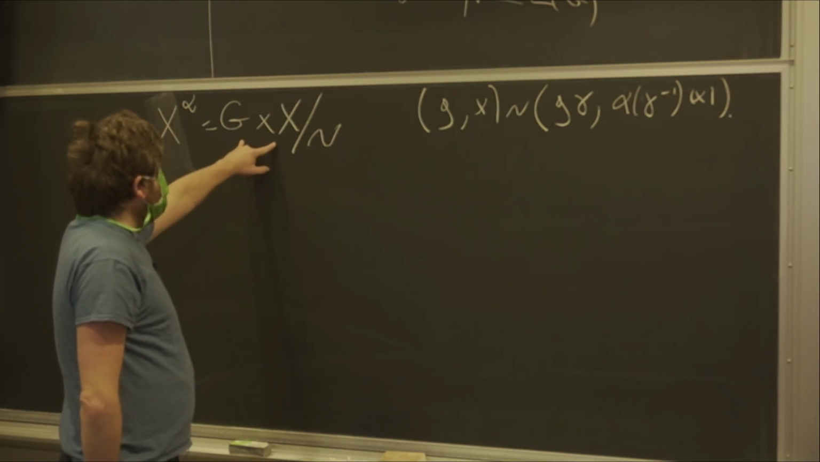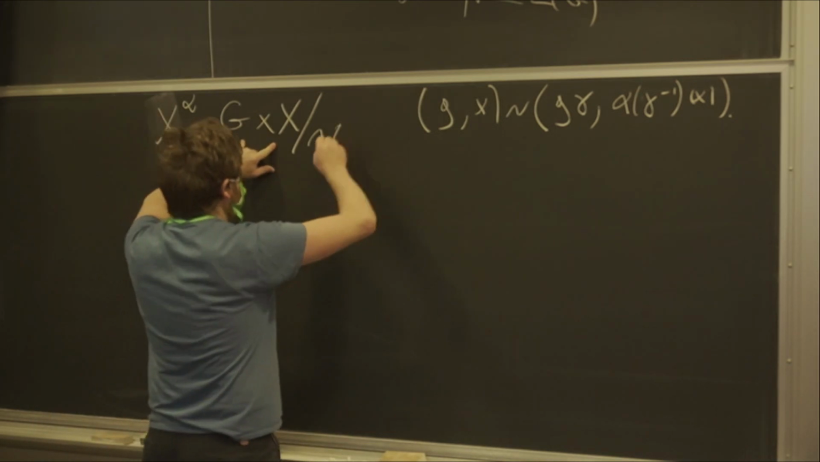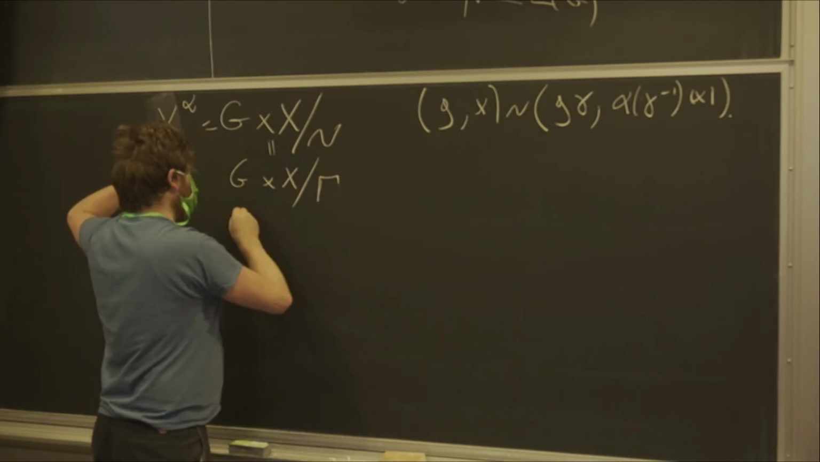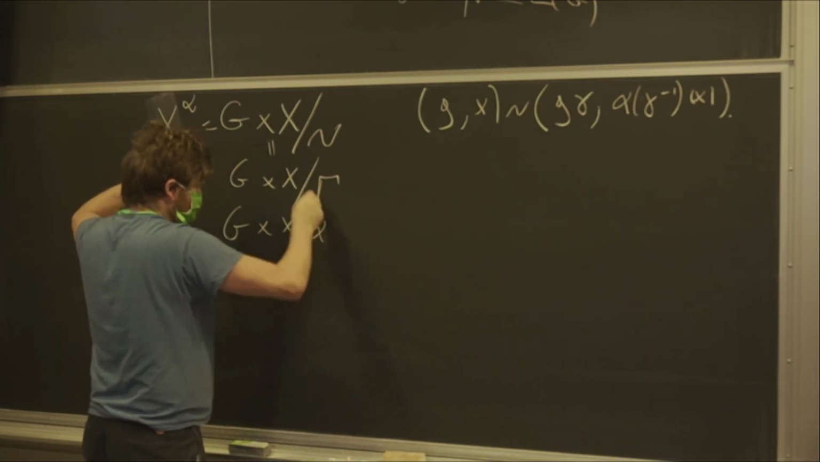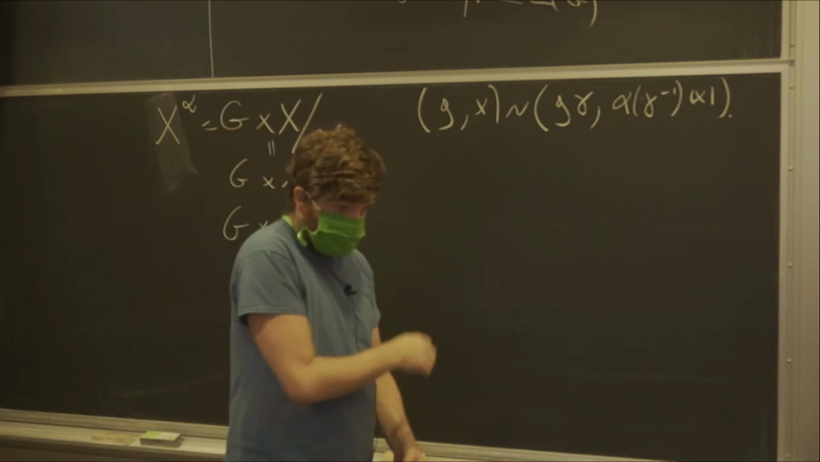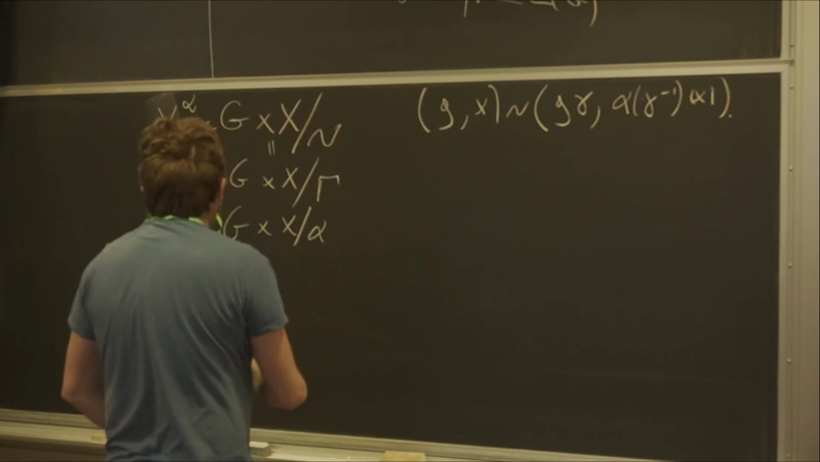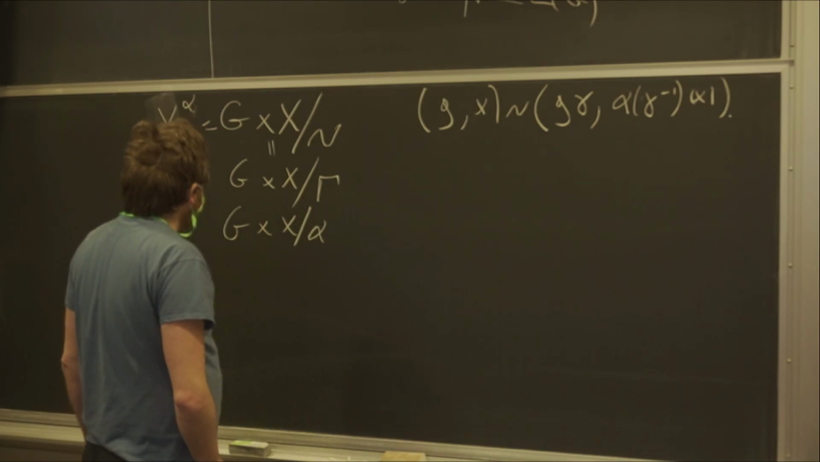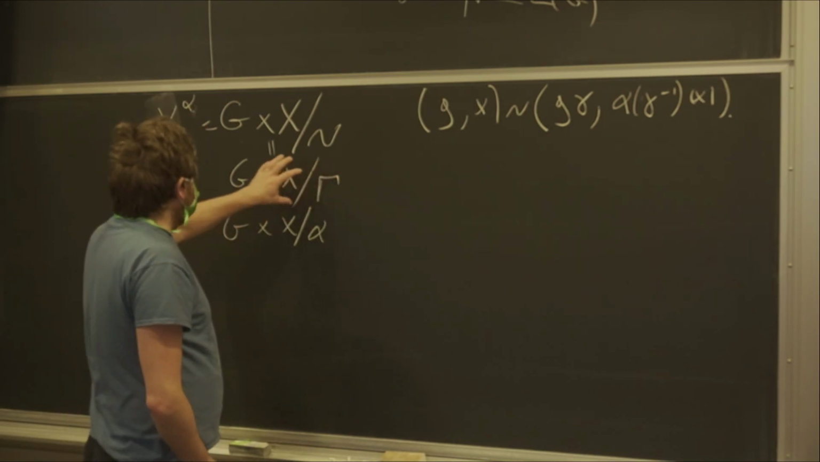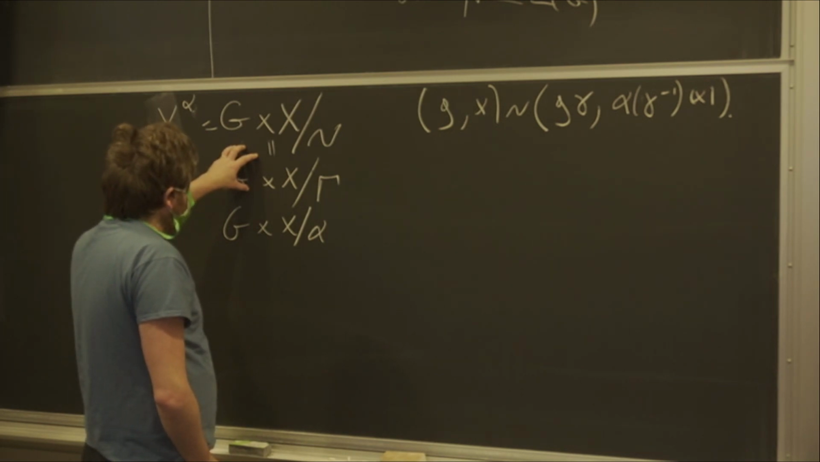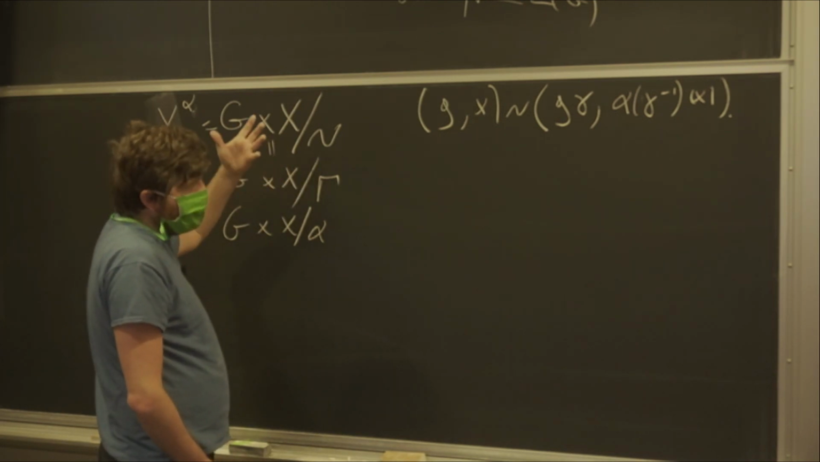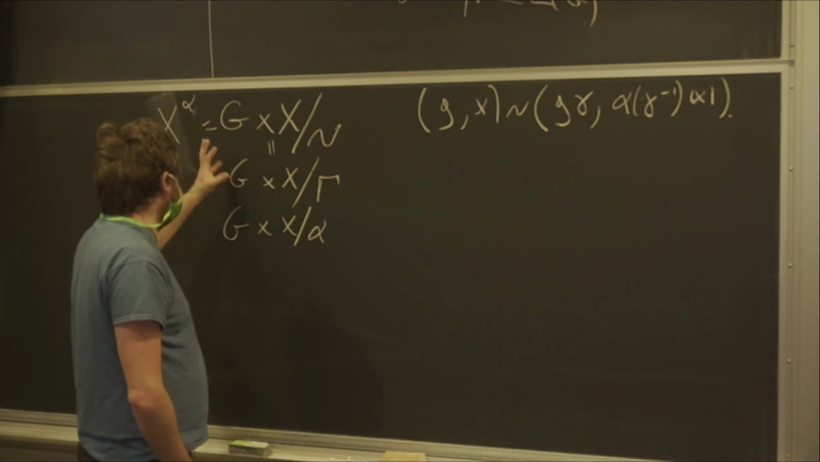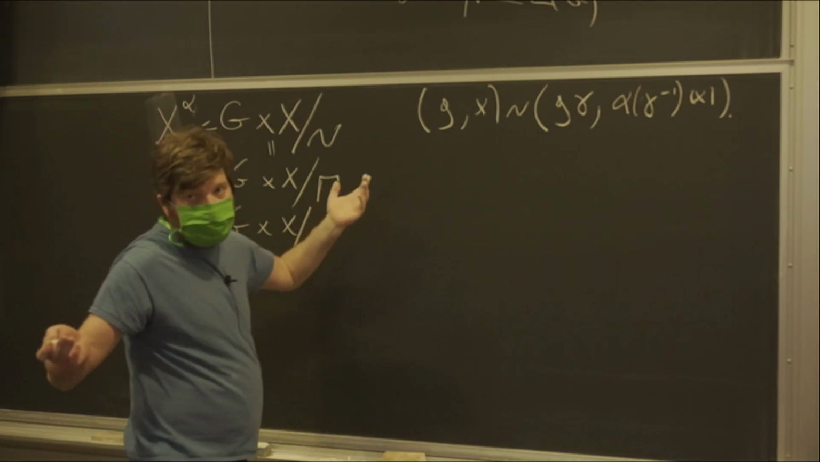In case gamma is co-compact, sometimes, as an abuse of notation, we do this, or sometimes we do that. There are several notations for the very same business. And in case gamma is co-compact in G, and assuming X is compact, this space is compact. In case gamma is not co-compact, then this space is whatever it is.